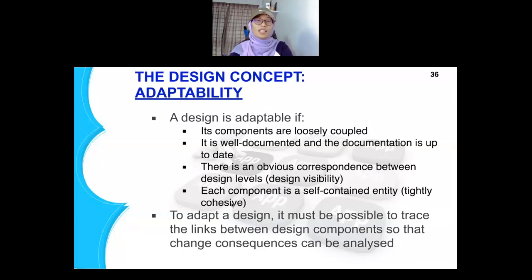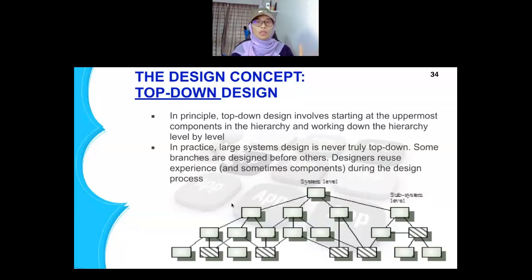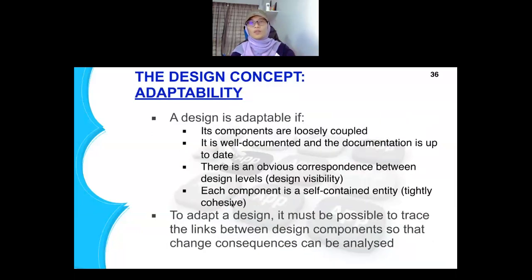Adaptable, of course, it can adapt to a few situations, right? Understandable, the design can be understood in several components: character, cohesion, naming, documentation, and complexity. Top-down is mostly like top management already having the functions and functionality that you need to provide to your system. So normally it's kind of like that, top-down design.